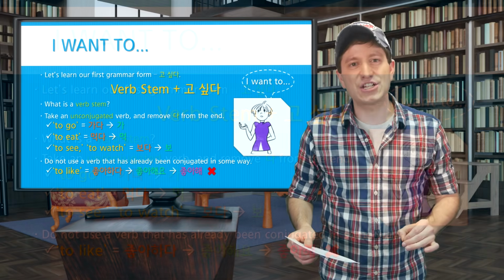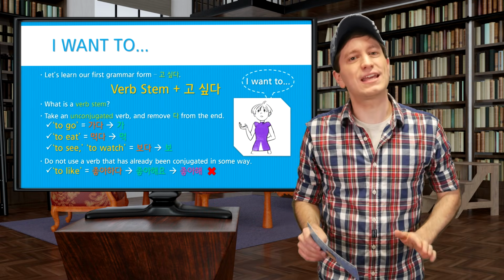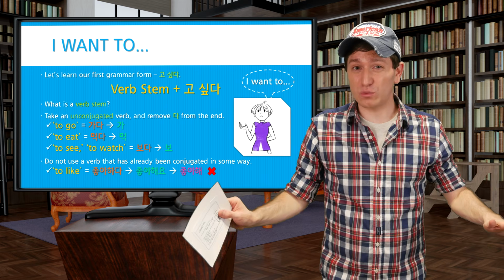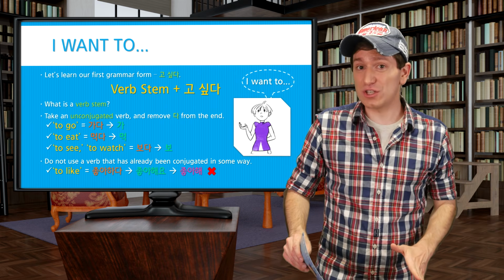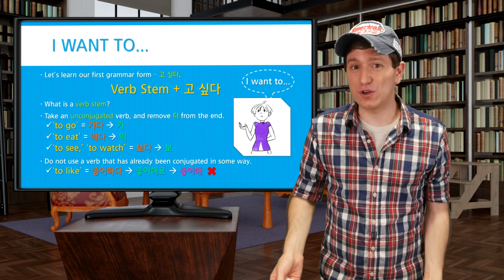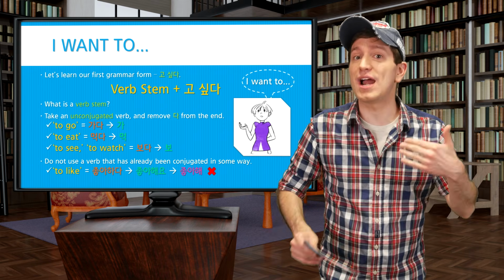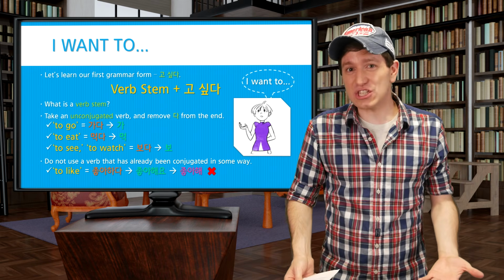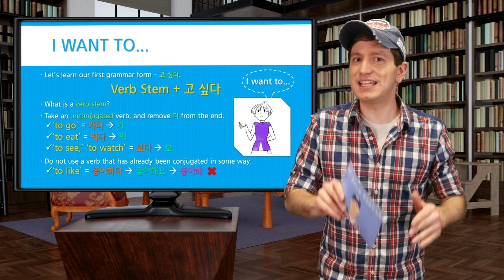And something else that I should say, always start with the original verb when you want to get the verb stem. Do not start with something that's already been conjugated. For example, if you were to start with 좋아해요, like, and try to get the verb stem to be 좋아해, that would be completely wrong and your grammar will be wrong. So you need to start with the original verb, which in that case would be 좋아하다. Just something to keep in mind.